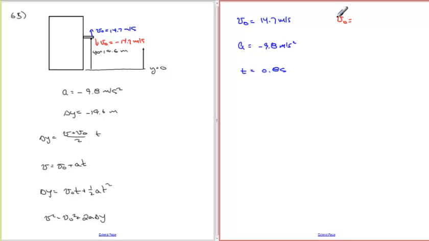For the red ball, V0 is negative 14.7 meters per second. A is negative 9.8 meters per second squared. T is the same. So what we're going to do is calculate delta Y in both of these cases. So what are we given?